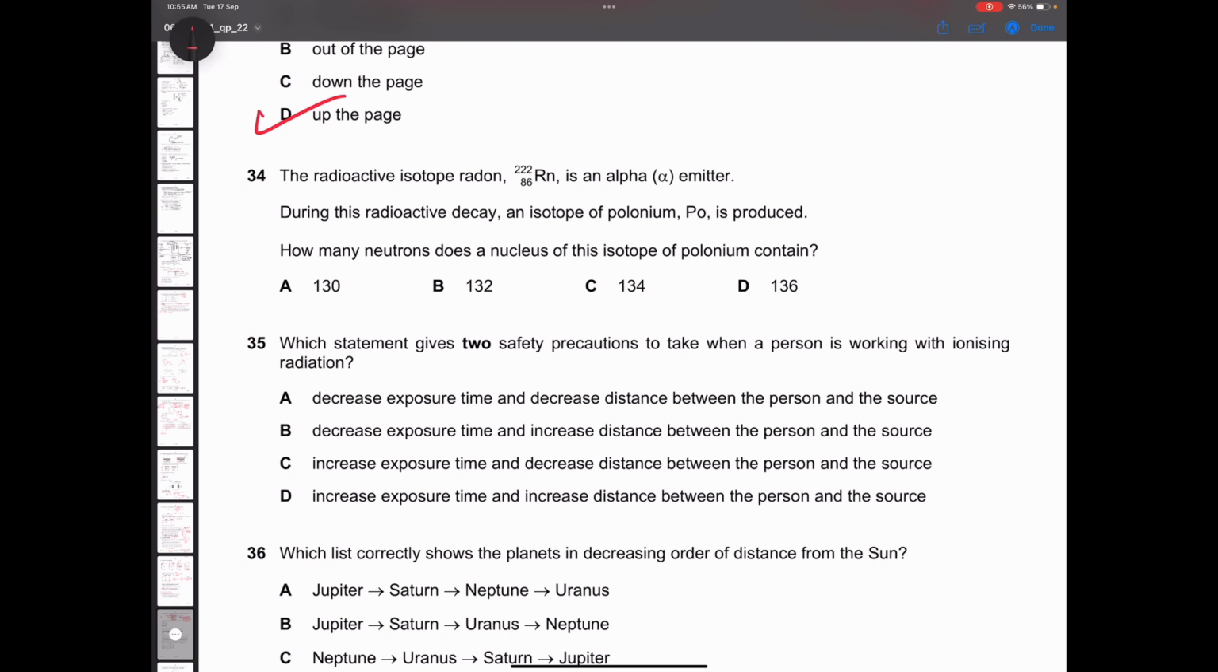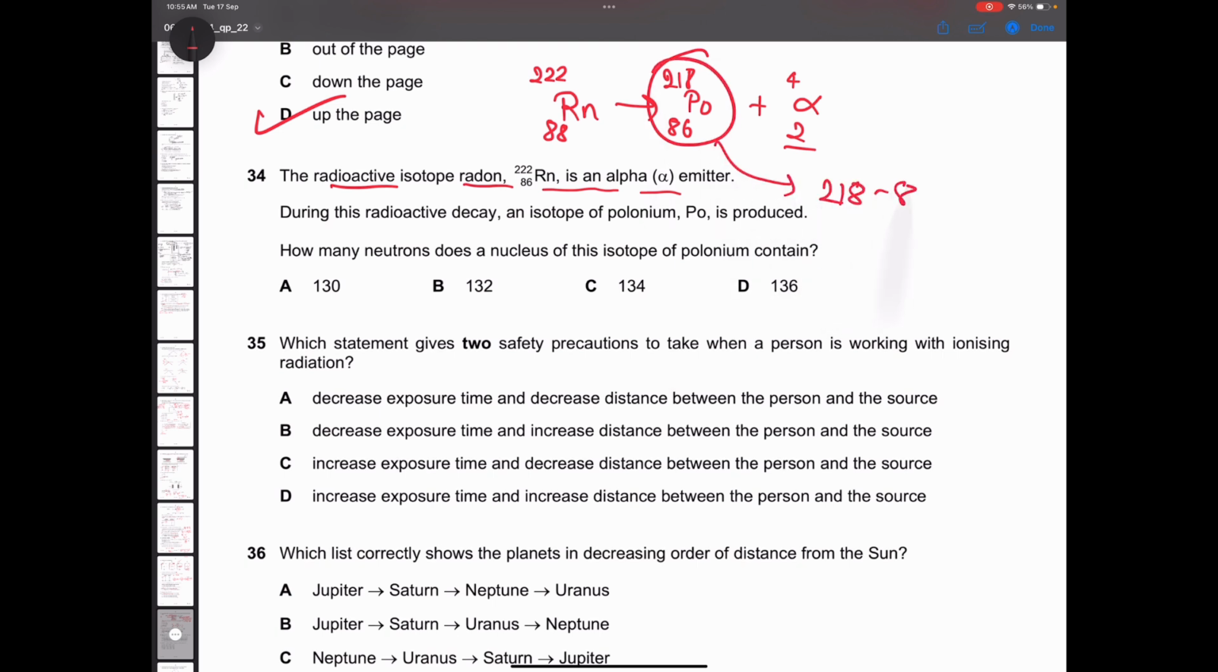The radioactive isotope radon is an alpha emitter. So if it is an alpha emitter, Rn 86 222. If it is releasing an alpha particle, it has atomic number, proton number 2 and mass number 4. So just subtract these from the new element, which is polonium. So 88 minus 2 will be 86 and 222 minus 4 will be 218. Now you simply need to tell the number of neutrons in this. So it will be 218 minus 86, which will come out to be option number C, 134.